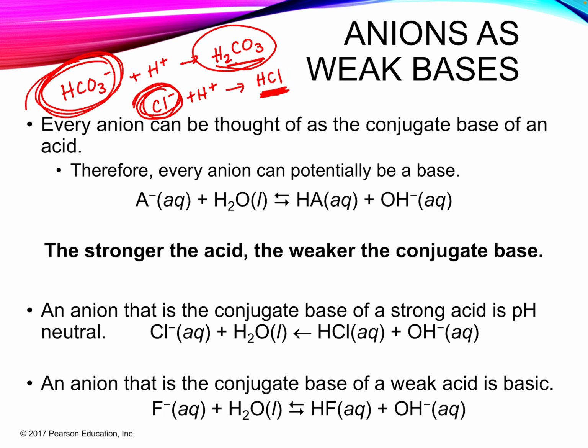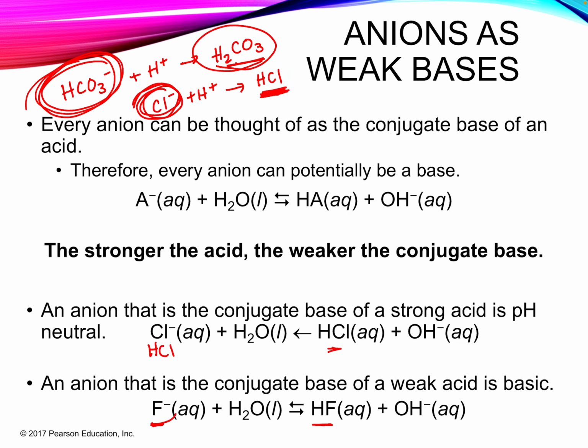Like I said, any anion that is the conjugate base of a strong acid is pH neutral. So like I said, this was coming from hydrochloric acid, which you're seeing over here. And any anion that's the conjugate base of a weak acid will be basic. So fluoride came from HF, which is a weak acid. Remember I told you that's the only binary acid of the halogens that is a weak acid.